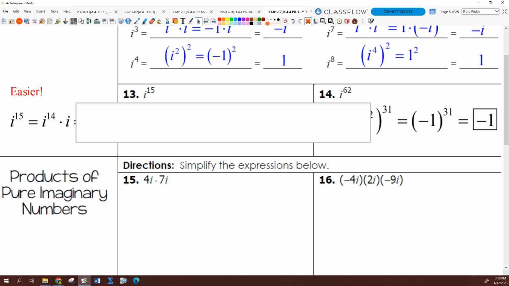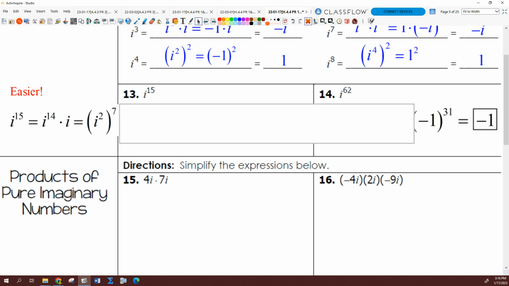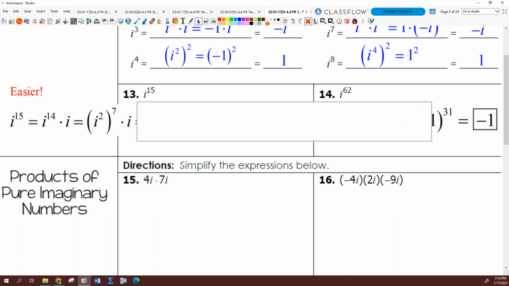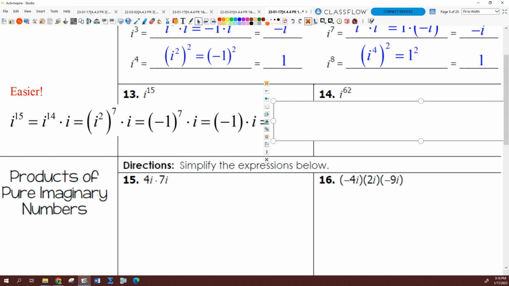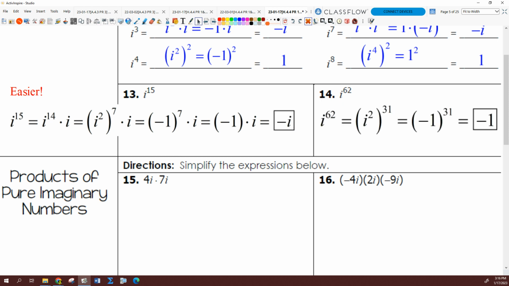That's an even power of I. What's it going to be, Katie? It's an even power, so it's divisible by 2, right? So I to the 14th is I squared to what power? The 7th, right? So it's I squared to the 7th times an extra I. I squared is -1, right? So that means -1 to an odd power times I. Well, what's -1 to an odd power? -1. So I'm just getting -I. See how that works?